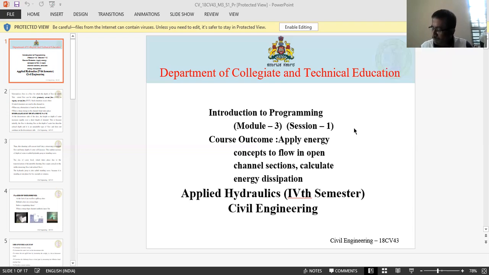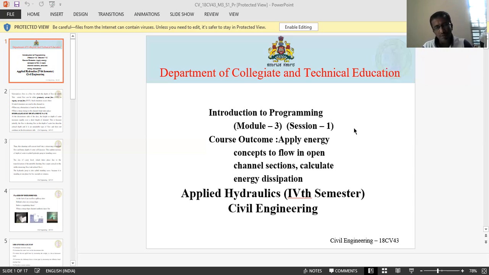Some formulas are used to find the value of yc. Usually yc can be calculated by yc cubed equals Q squared by g B squared, where Q is the discharge and B is the width of the channel, usually rectangular in nature. This is the equation for a rectangular section. Also, the critical specific energy for a rectangular section equals 1.5 times the critical depth of flow.